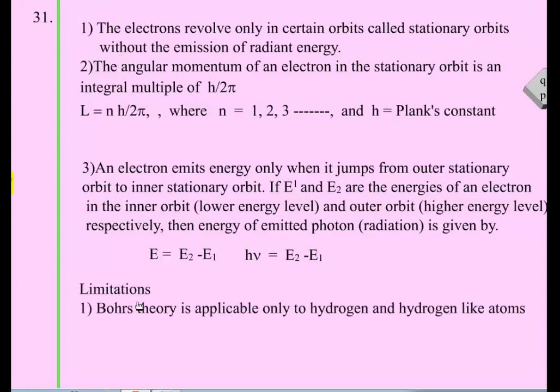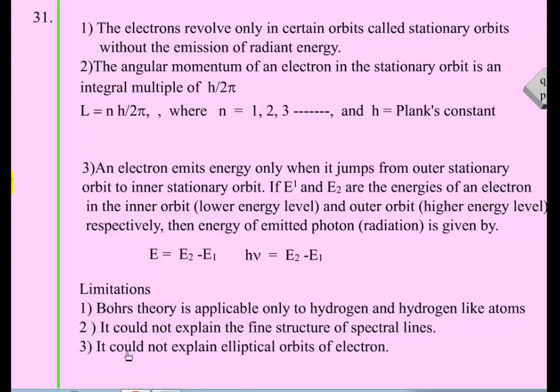Now limitations. Number 1, Bohr's theory is applicable only to hydrogen and hydrogen-like atoms. Number 2, it could not explain the fine structure of spectral lines. Look here, this 3 plus 2 gets 5 marks. But one more point we can write for the safety side.